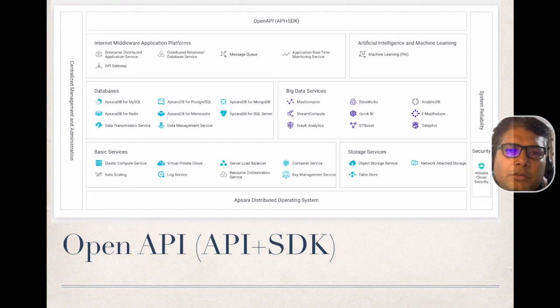Data management service. And similarly, in the big data world, you will see big data services such as MaxCompute. This is more around OLAP and data warehouse kind of systems. DataWorks is there. Analytic DB, E-MapReduce, DataV, DT Boost, Quick BI, Graph Analytics. We'll go through all of this as time permits, or maybe in the next session, and we'll detail it down with time.